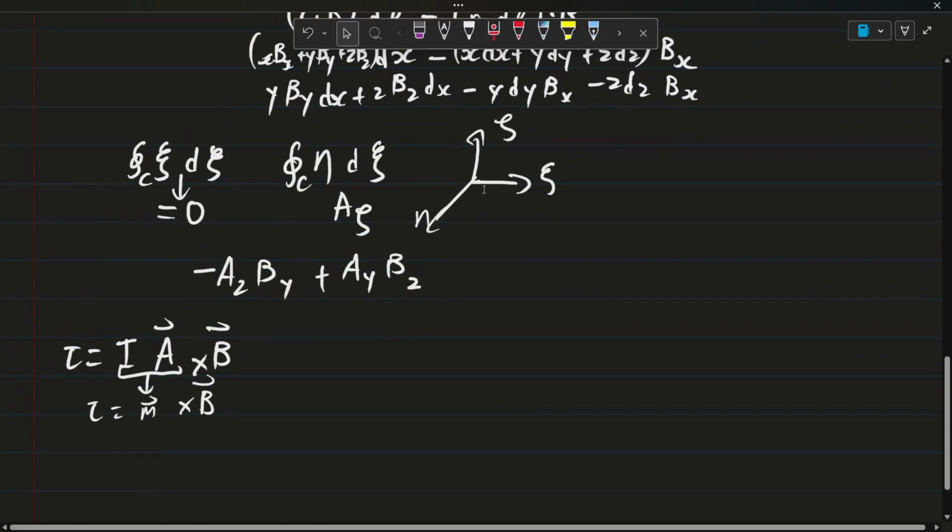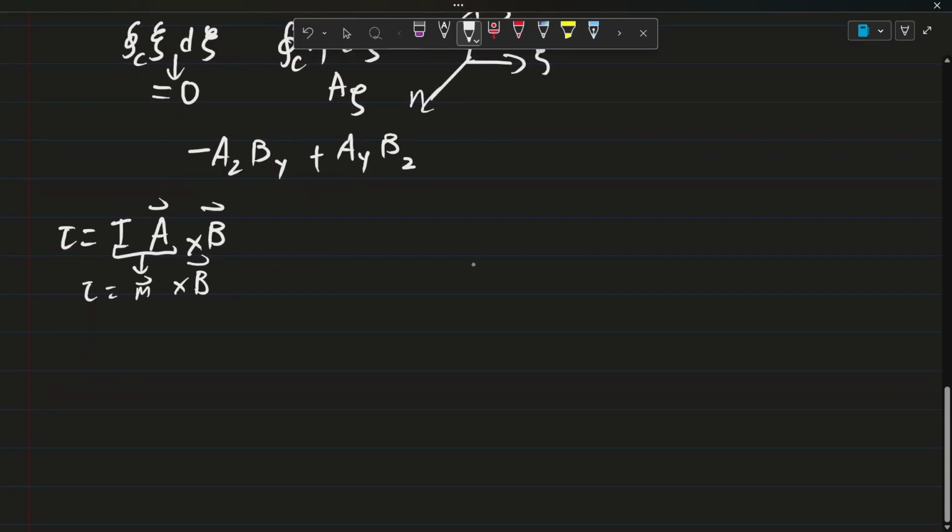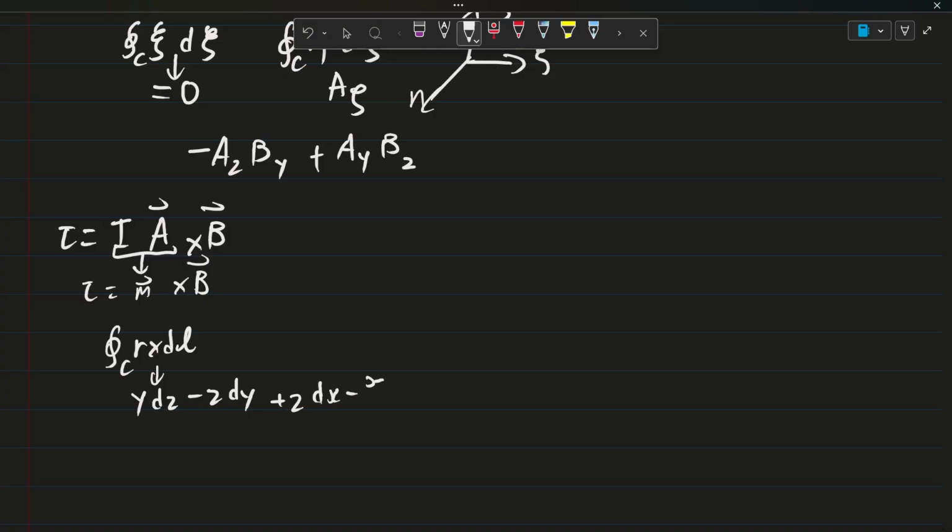So maybe if we look at the top side here, the y dx and the z dx, this might look very similar to r cross dl because there is this cross component term. So maybe we should try to understand the r cross dl integral, and check what the result is. If we expand this, this would become y dz minus z dy, plus z dx minus x dz, and lastly x dy minus y dx.